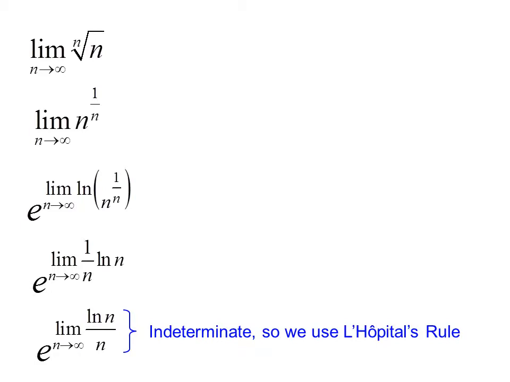This is indeterminate, so we use L'Hopital's rule. Taking the derivative of the numerator and the denominator, we've got e to the limit as n goes to infinity of 1 over n divided by 1, which is e to the 0, or 1.